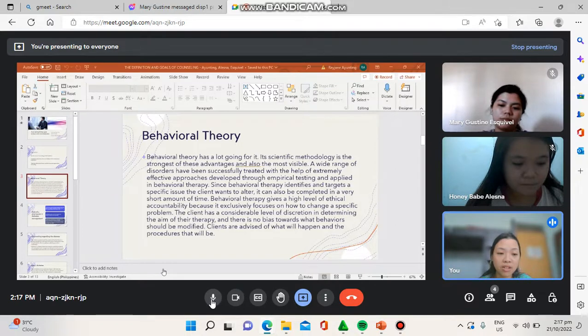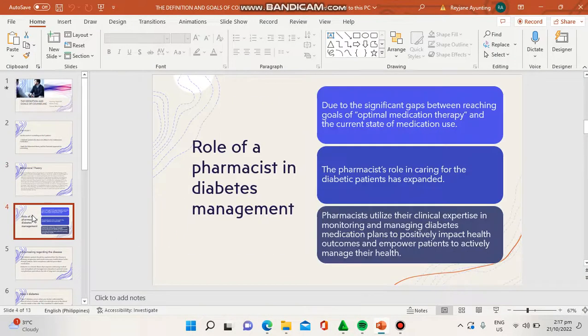So, next slide. The role of a pharmacist in diabetes management. Due to the significant gaps between reaching goals of optimal medication therapy and the current state of medication use, the pharmacist's role in caring for the diabetic patient has expanded. Pharmacists utilize their clinical expertise in monitoring and managing diabetes medication plans to positively impact health outcomes and empower patients to actively manage their health.